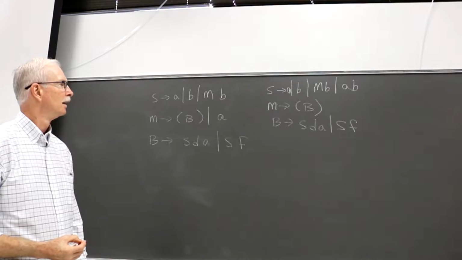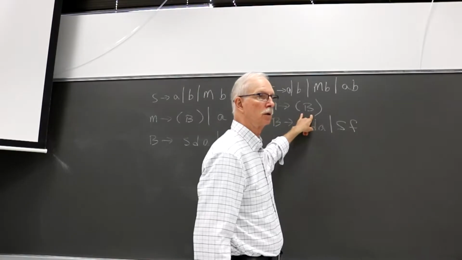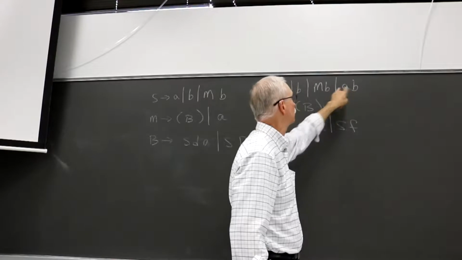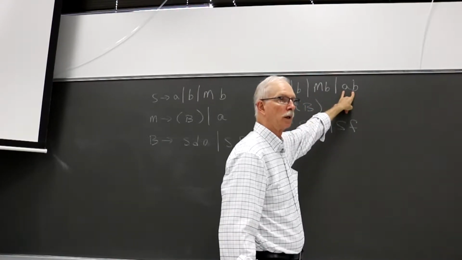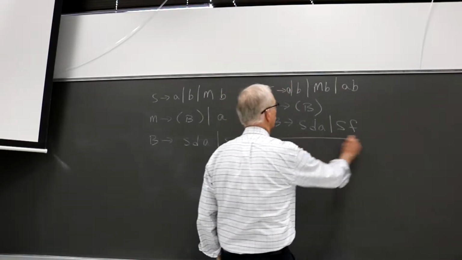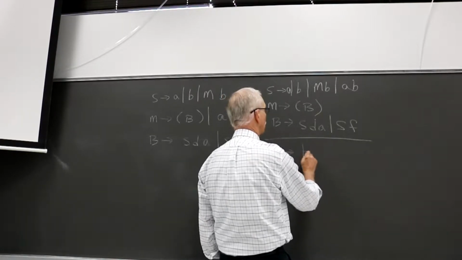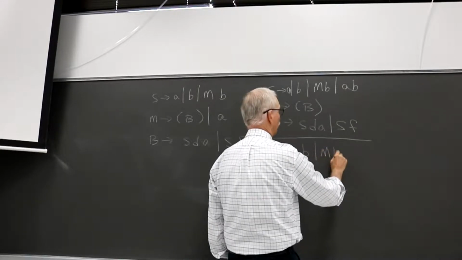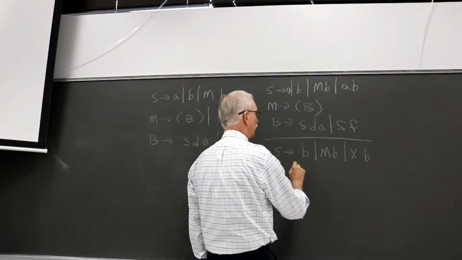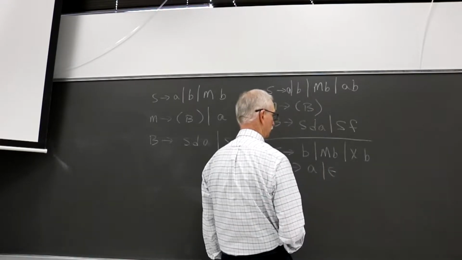All right, so we need to keep the original MB for this, since we didn't substitute it in. And then the OR A, we did substitute in for the M, so we get it up here, allowing us now to left factor it. And so we get S goes to B or MB or XB, and X goes to A or empty.